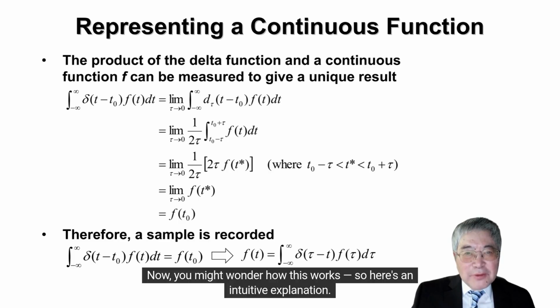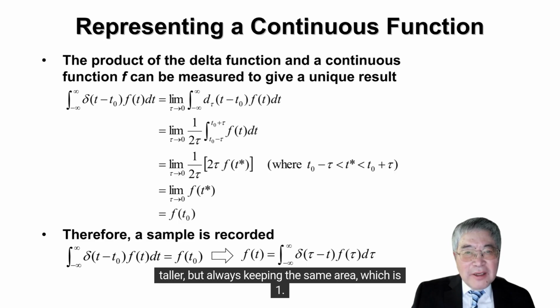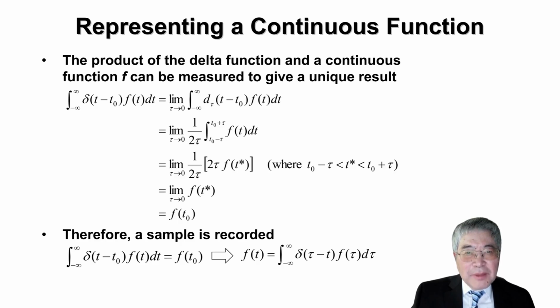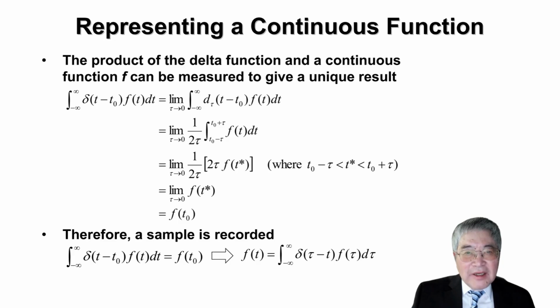Now you might wonder how this works, so here's an intuitive explanation. Think of the delta function as the limit of a very narrow and very tall pulse, getting narrower and taller but always keeping the same area, which is 1. So if we take that narrow pulse centered at t naught and multiply it with f of t, we get a tiny slice of the function near t naught. When we integrate over that narrow region, the result becomes f of t star, where t star is some point very close to t naught. And in the limit, as the width goes to 0, that becomes exactly f of t naught.